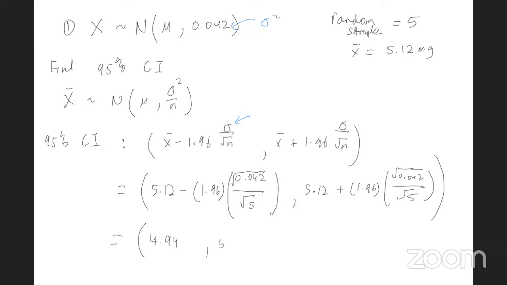4.94 and 5.3, right? So we had to pay attention to what they give you, right? I gave you the variance at 0.042, so you had to pay attention to that. And don't forget that standard deviation is the square root of 0.042. Okay, so you had to pay attention to what they give you. Any questions here?